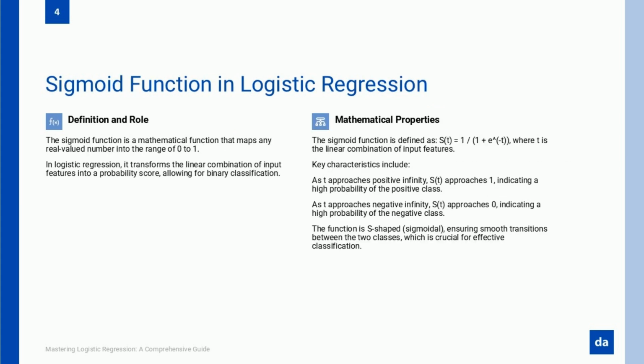So, we've talked about how logistic regression predicts probabilities instead of just throwing out random numbers. We've seen that maximum likelihood estimation helps fine-tune the model. But now it's time to talk about the real game changer. The one thing that actually makes logistic regression work. Meet the sigmoid function. If logistic regression were a superhero, this would be its special power.